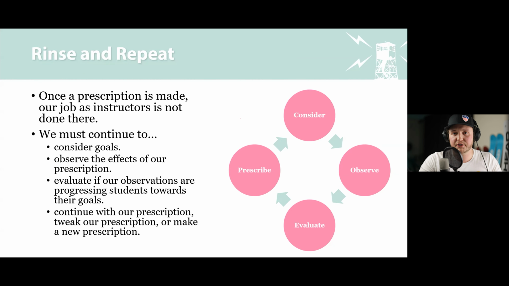Once we make a prescription and we share it with our students, our job as instructors is not done there yet, okay? We must continue to keep their end goals in consideration. We must continue to make observations on the effects of our prescription. We must continue to evaluate if our observations are progressing students towards their goals, right? And then after all of that, we have to decide if we should continue with our prescription, maybe tweak our prescription or give some feedback to get them doing more of what we want if they're not doing it, or switch gears entirely.